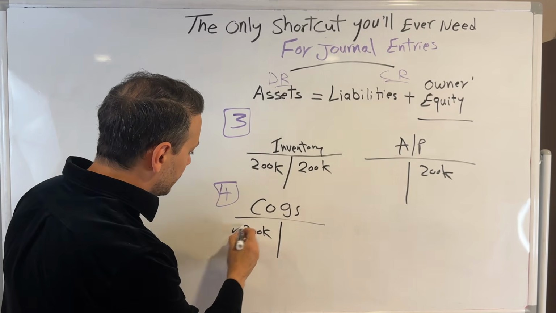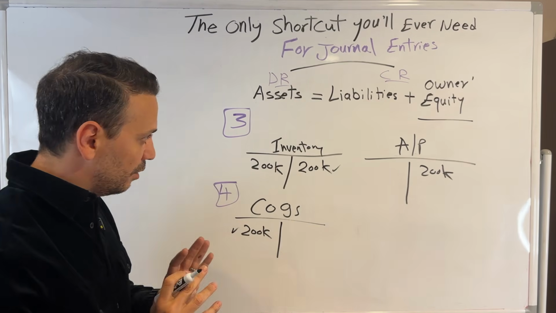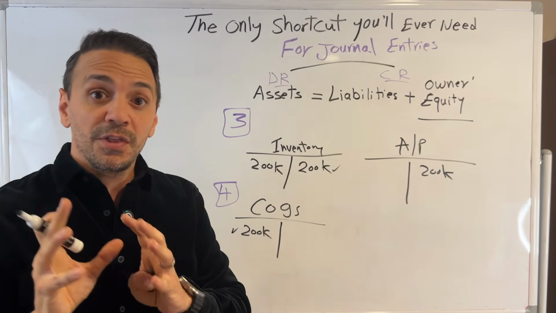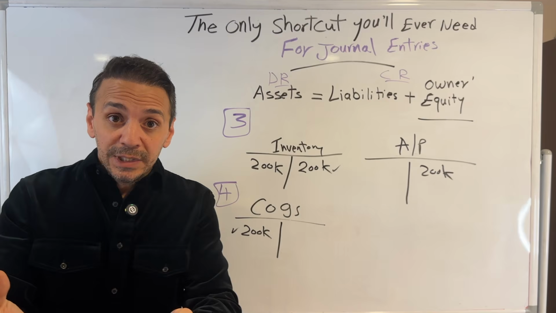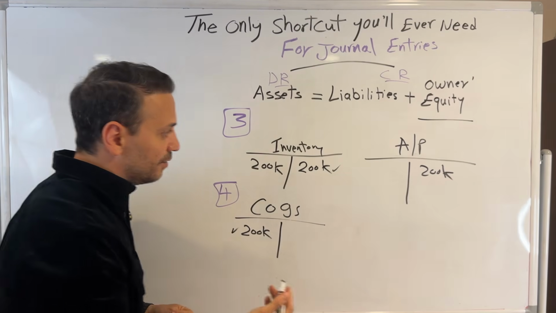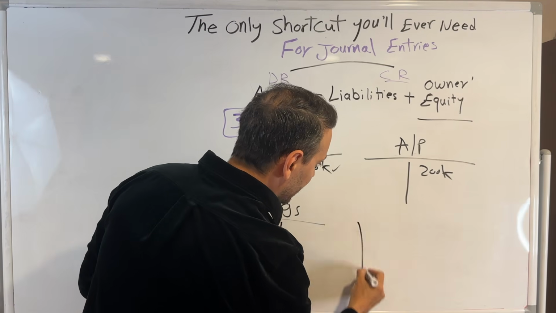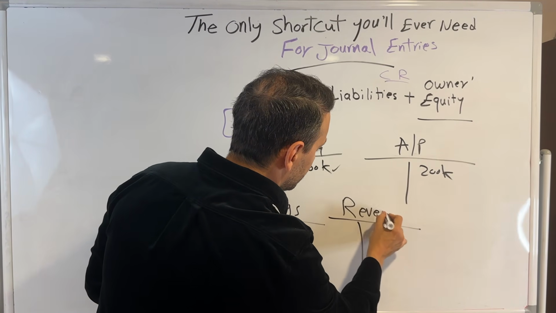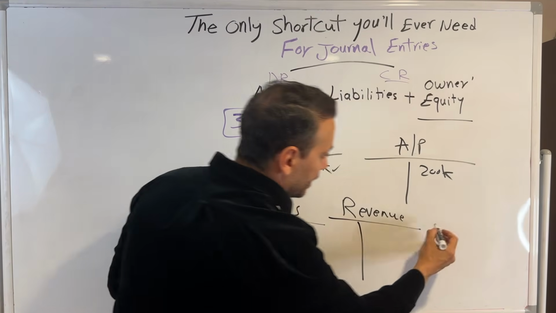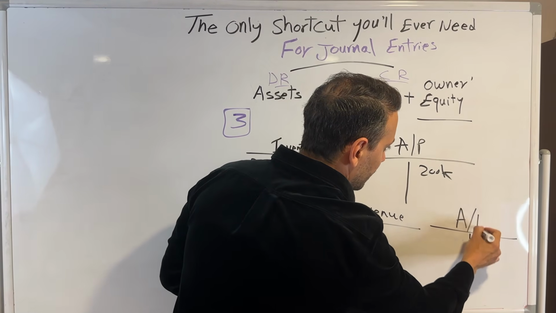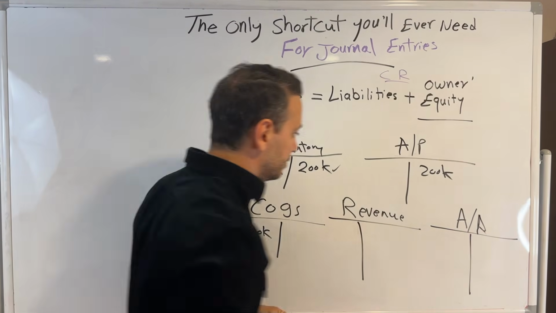Okay, so that's the first part of what I'm doing here: I'm selling the 200K worth of inventory. I'm selling it for 300K. But I have to record now the 300K. I'm receiving revenue for 300K. And that's going to impact a couple of different accounts. It's going to impact revenue, right? And it's going to impact my accounts receivable, right? Because I'm selling on credit.